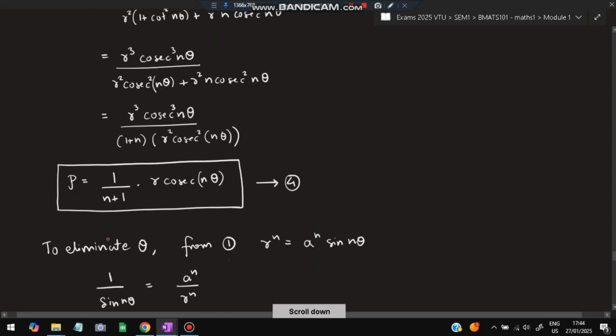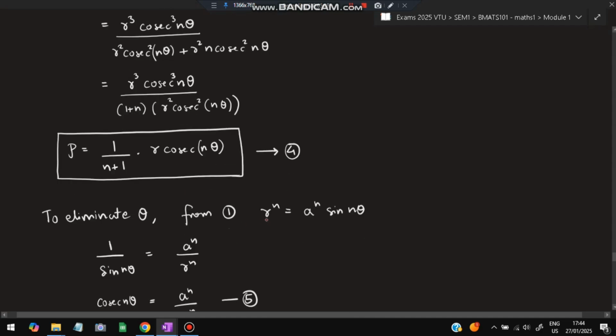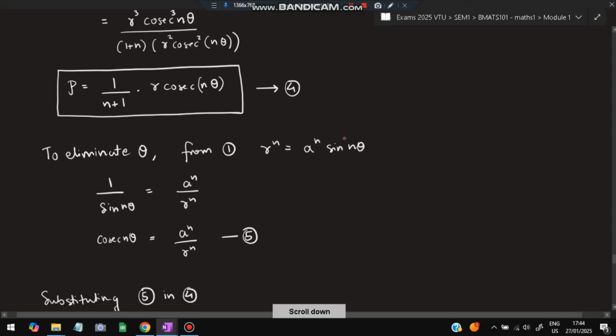Okay, so after that to eliminate theta, what we can do, from the first equation which they had given, you have to consider that. Okay, second step is arrive at this equation after simplification. The third step is r power n, a power n, sin n theta. This is the equation they had given, right? So sin n theta is present here and cosec n theta is present here. What is cosec? 1 by sin, right?